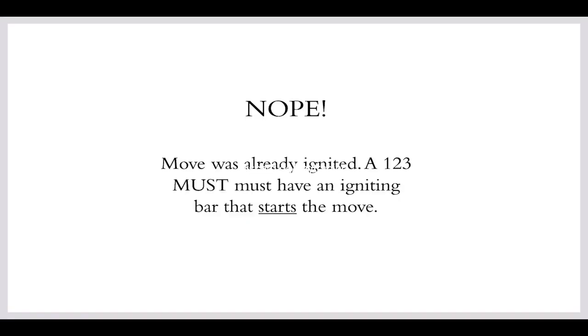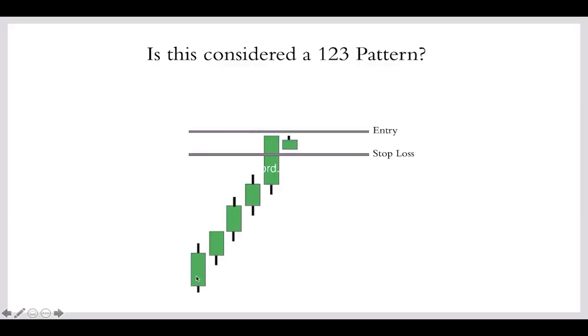Okay? And it's not, right? The move was already ignited. A 1, 2, 3 must have an igniting bar that starts the move. We just talked about it, right? This move has already been ignited. We're already up 4 green bars in a row before we get this 1, 2, 3. This is not an igniting bar. This is really just continuing the move higher.